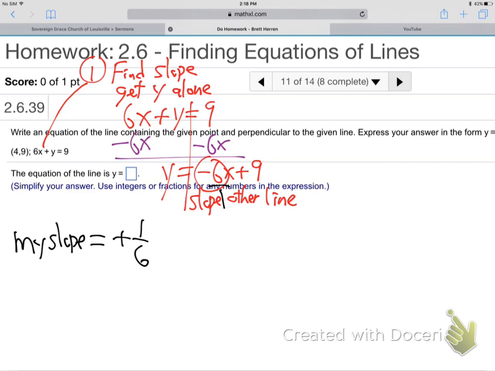And this is only perpendicular? Perpendicular, yeah. So the whole reason, exactly right, is because they're saying perpendicular. That means upside down, opposite slope. The slope is opposite in every way. Opposite sign and upside down. So now the rest is the same. Now that you got your slope, slope equals y minus blank over x minus blank, plug them in, cross multiply, get y alone. It's all the same.